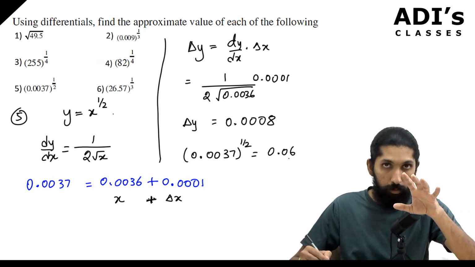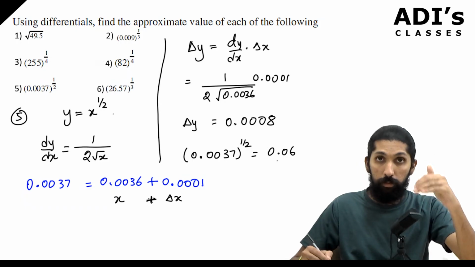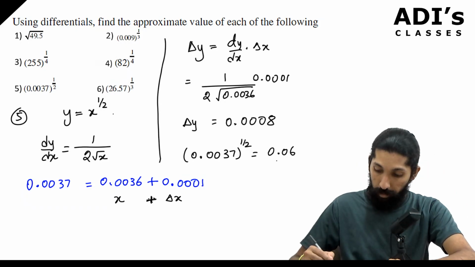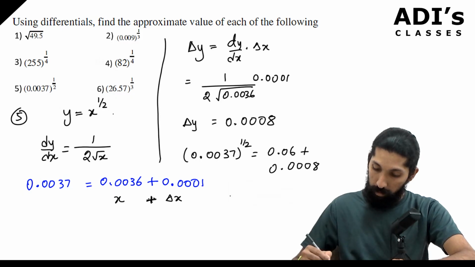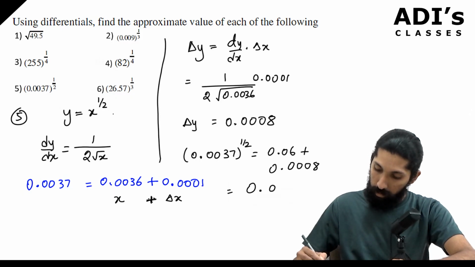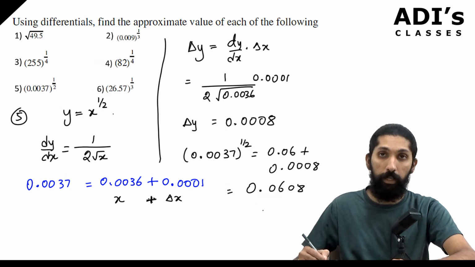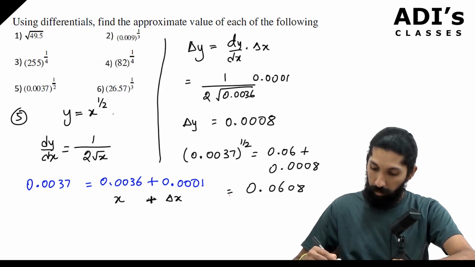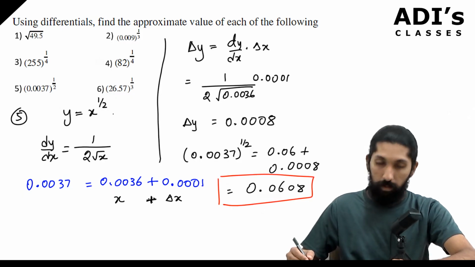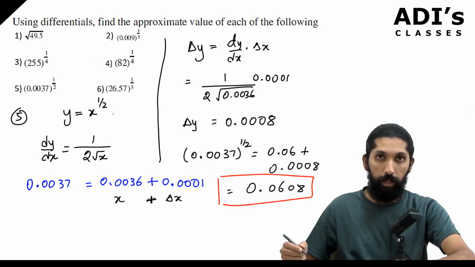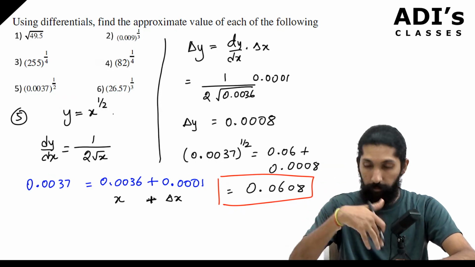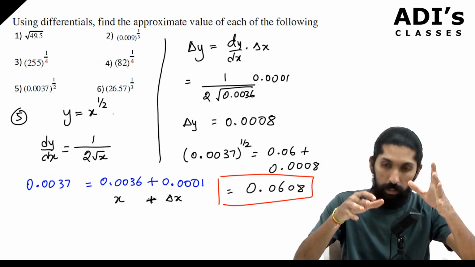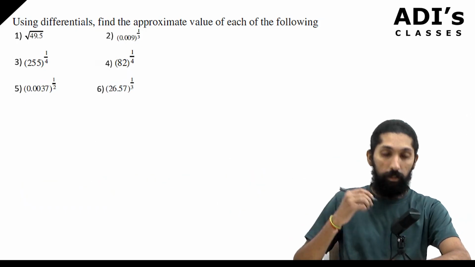This is square root of 0.0036, all right, plus 0.0008. This is going to give us 0.0608, right? So this is going to give us the final answer for the given question. All right. So this is square root of 0.0037, the fifth question. Now let's do the last one, the sixth one. All right.